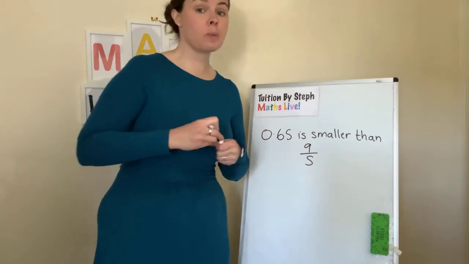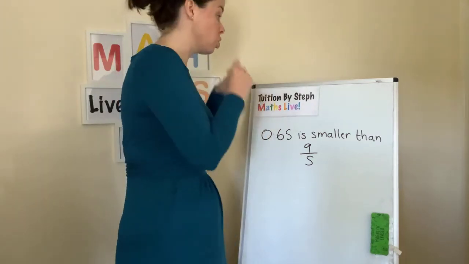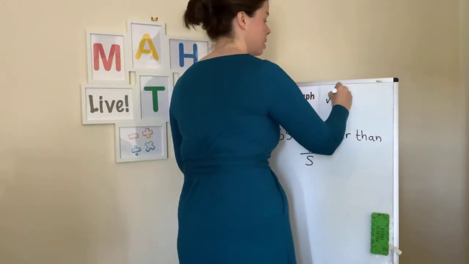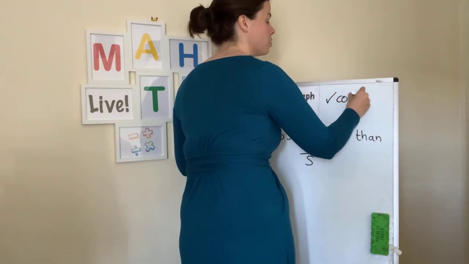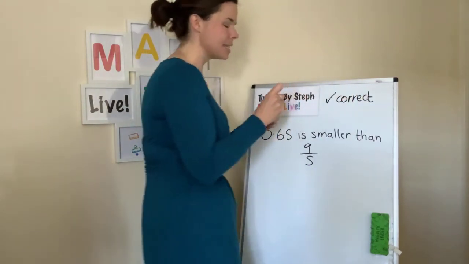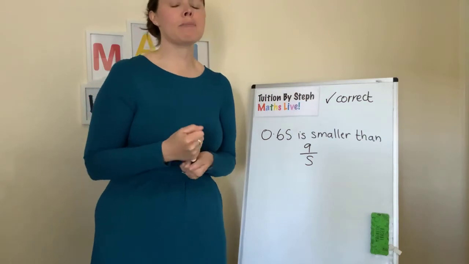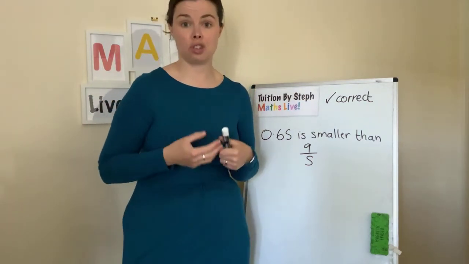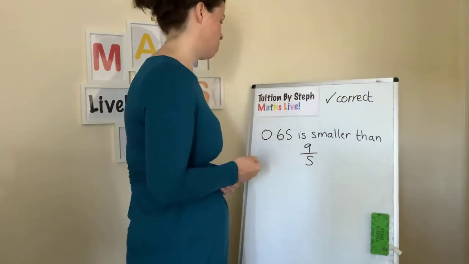So it's not asking us whether he is correct or not. We are told that he's correct, but we have to explain why. And when it says explain, explain means you need to give evidence. You need to show why he is correct.